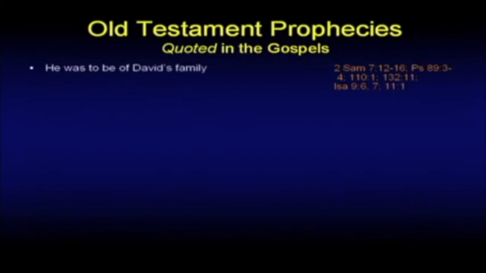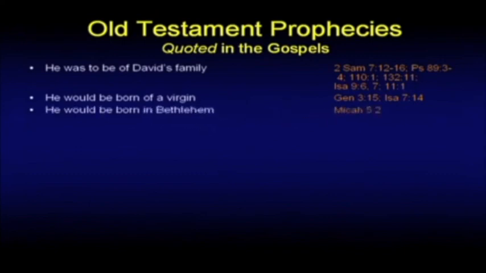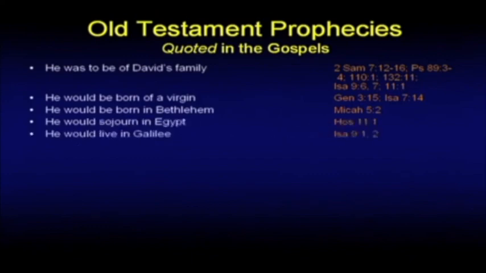That the Messiah was going to be of David's family. It's all through the Old Testament. That he would be born of a virgin is all through, several places. He would be born in Bethlehem in Micah 5:2. He would sojourn in Egypt, Hosea 11:1. He would live in Galilee, in fact, specifically in Nazareth, in Isaiah 9, Isaiah 11.